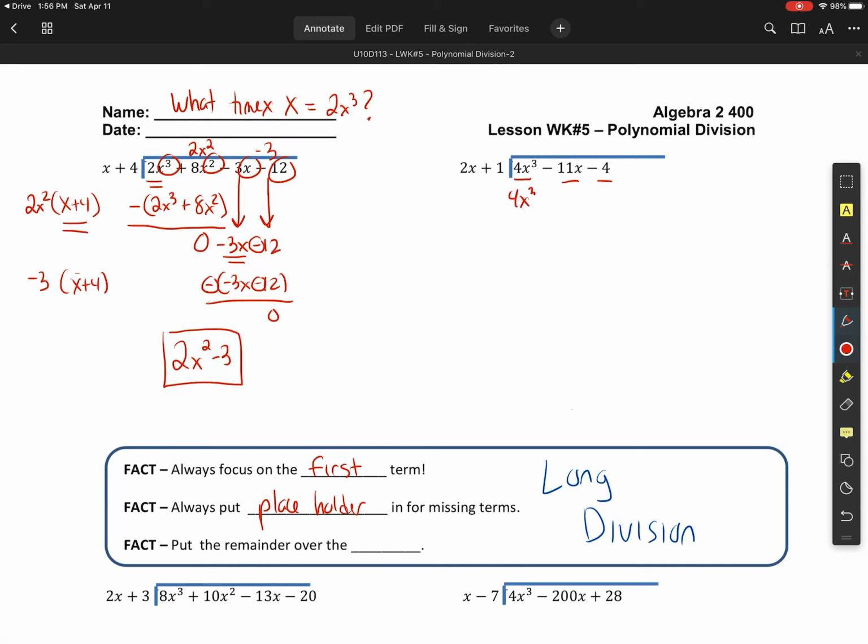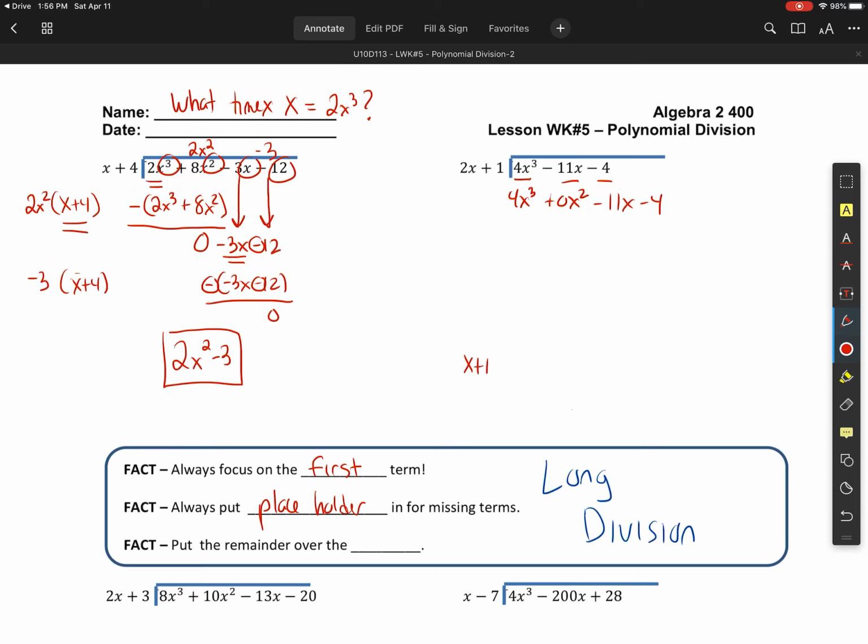Alright, we have to rewrite this as 4x cubed plus 0x squared minus 11x minus 4. We always have to have a placeholder for everything from the degree, which in this case is that x to the third, down to the solo number.